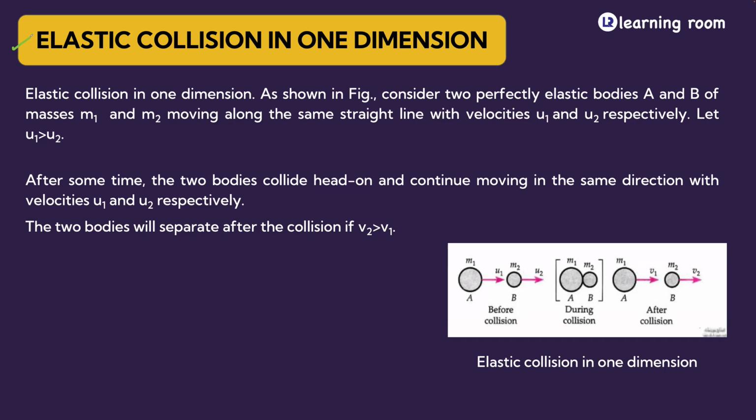So now we'll discuss elastic collision in one dimension. If you observe the diagram here, there are 3 scenarios shown: one before collision, one during collision, and the last after collision. Before collision, the objects are moving along the same direction, where the mass of the first object is m1 and its speed is u1, and the mass of the second object is m2 and its speed is u2.